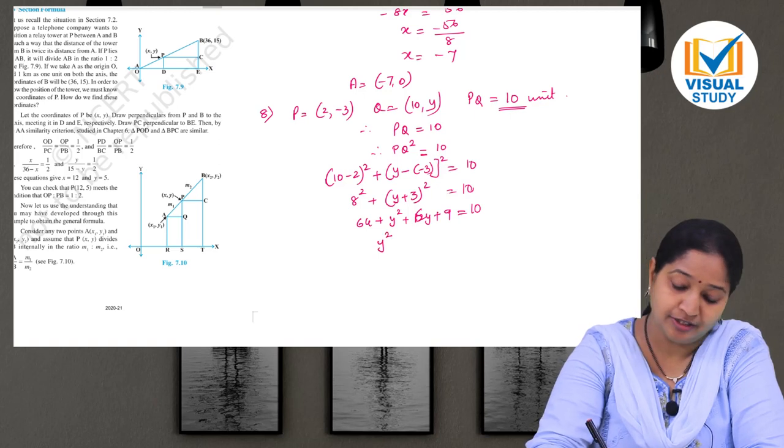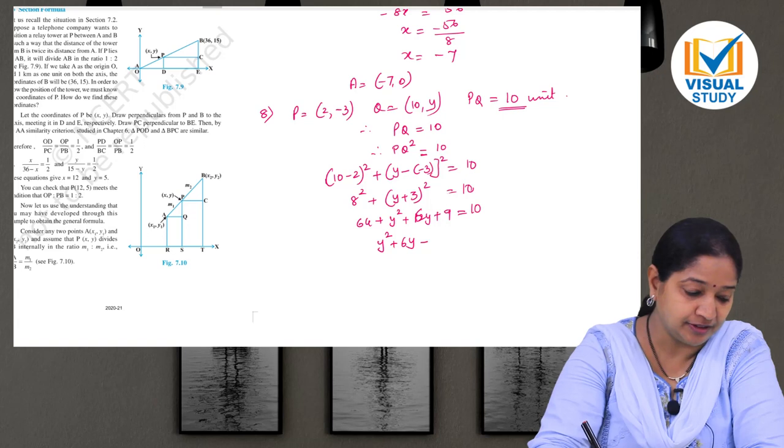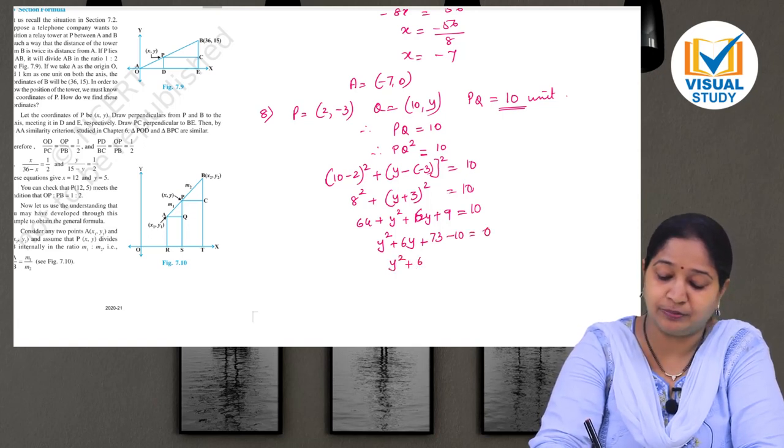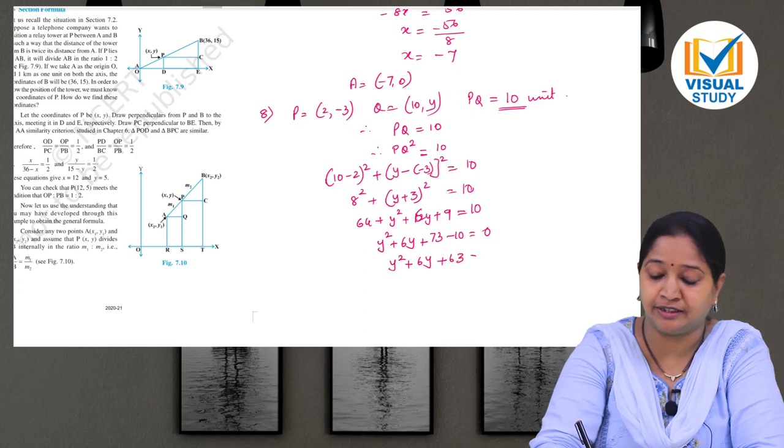So, y square plus 6y, 64 plus 9 you get, that is 73. And this 10 also comes here, it gets 0. y square plus 6y plus 63 equal to 0.